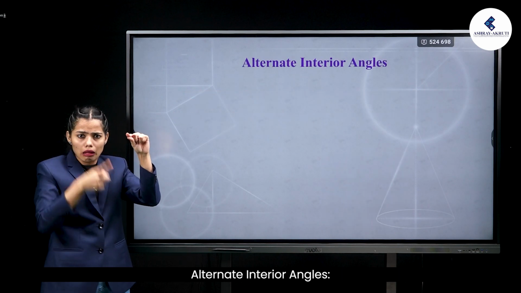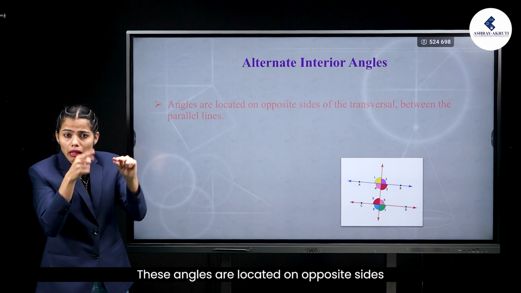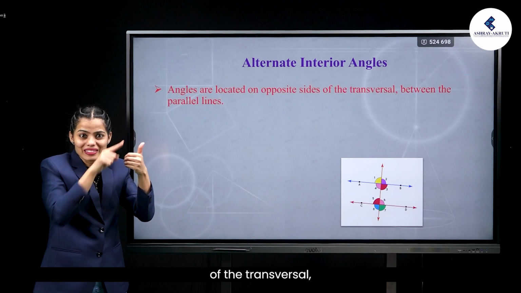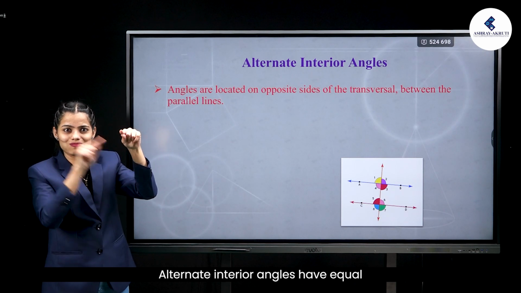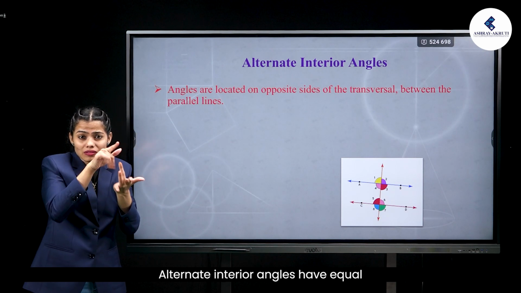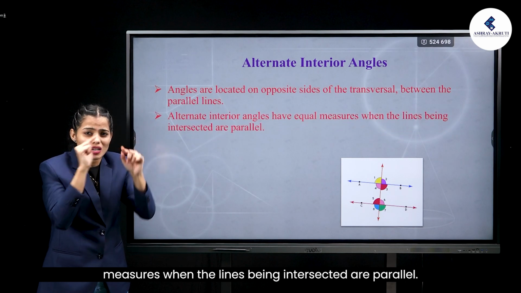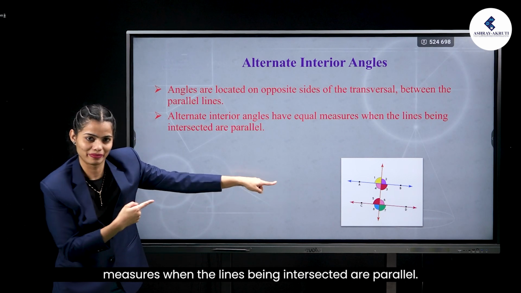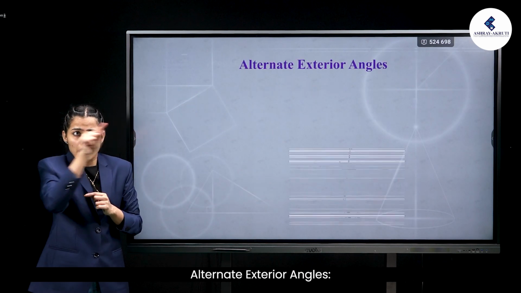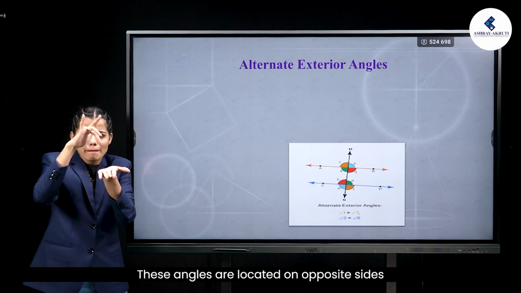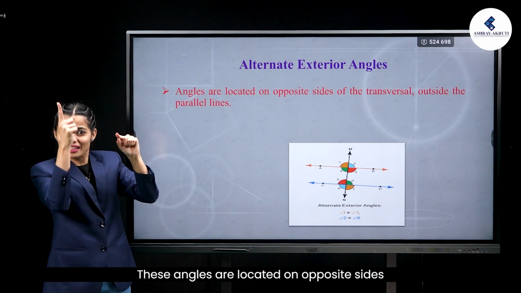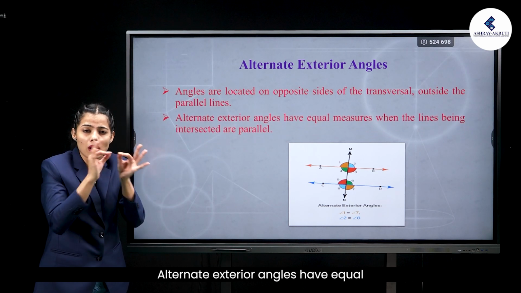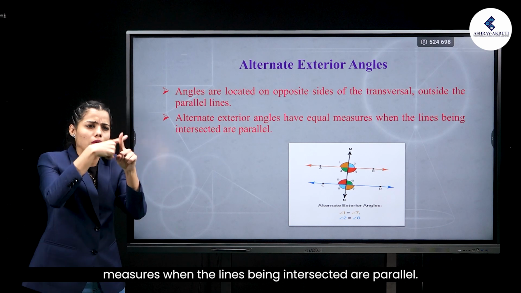Alternate interior angles. These angles are located on opposite sides of the transversal, between the parallel lines. Alternate interior angles have equal measures when the lines being intersected are parallel. Alternate exterior angles. These angles are located on opposite sides of the transversal, outside the parallel lines. Alternate exterior angles have equal measures when the lines being intersected are parallel.